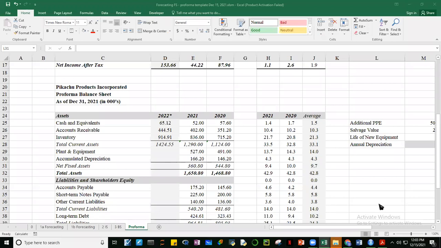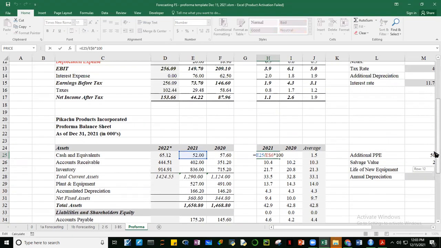Sir, sorry po. How did you get po yung 1.4 dun sa may average table dun sa 2021? Nawala ito? Okay, I just need lang the formula po. Kinopya natin yung formula dito sa taas, no?